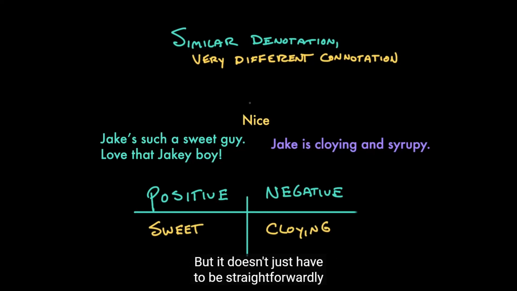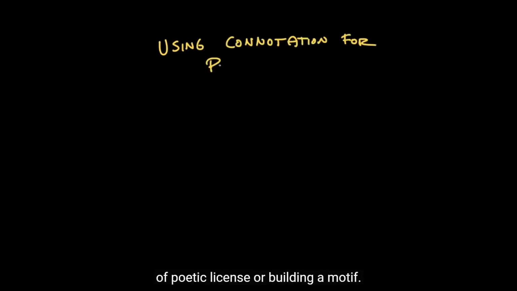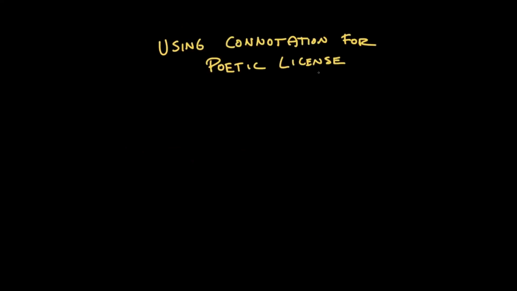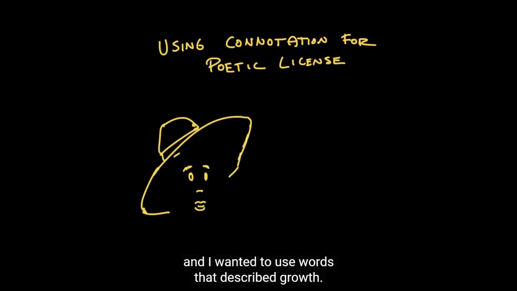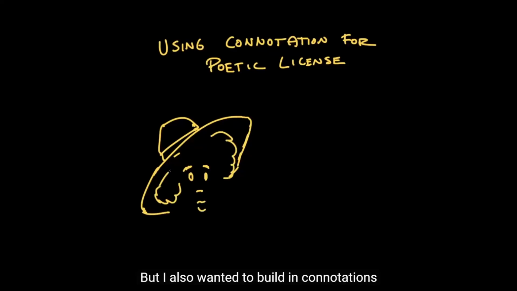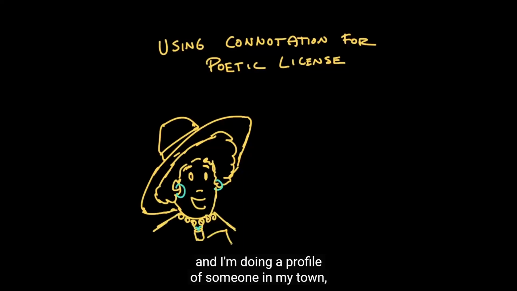But it doesn't just have to be straightforwardly positive, negative, or neutral either. You can just use connotation for the sake of poetic license or building a motif. Let's say I was writing a story about someone who started a plant nursery, and I wanted to use words that described growth. But I also wanted to build in connotations about nature or plants throughout the piece. In this example, I'm a newspaper reporter, and I'm doing a profile of someone in my town. Let's call her Genevieve.